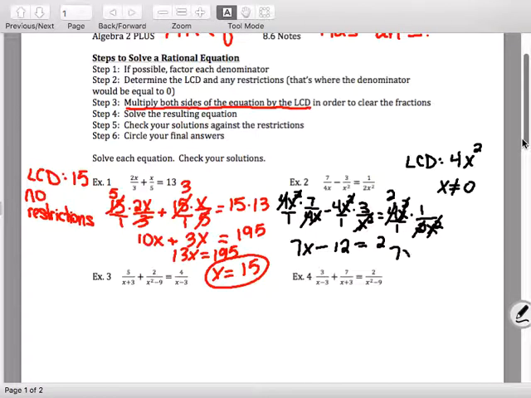Add 12 to both sides. I get 7x equals 14. X equals 2. Check it against your restrictions. X can't be 0, so x equals 2 is a good answer.